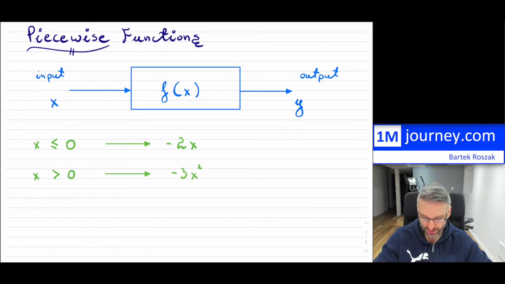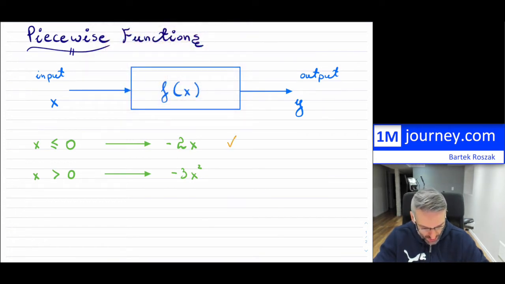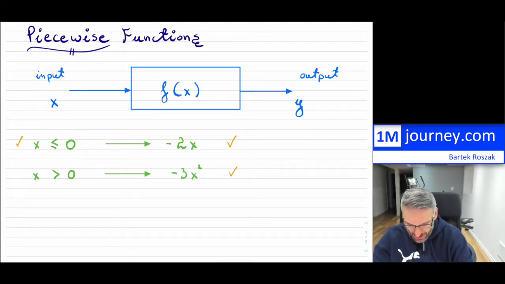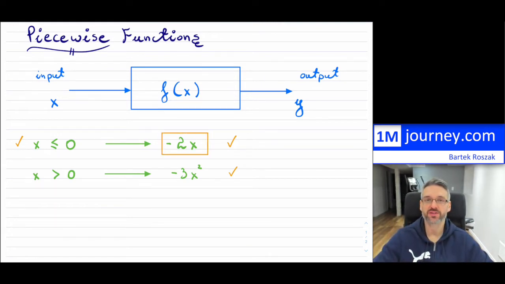So here is my first example. I have an input x, which is standard, I have my function f of x, and then I have my output. Now my function is restricted to these two pieces, meaning if my input is less than or equal to 0, then my function is going to take on negative 2x, which really is just a line with a negative slope.